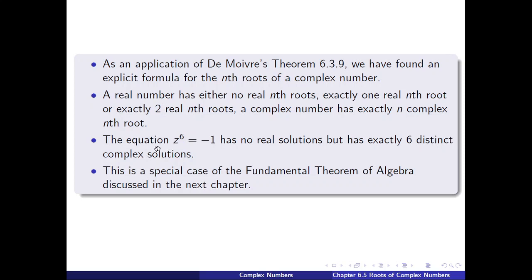So what we are saying is the equation z to the 6 equal to minus 1 is going to have no real solutions, but it has exactly 6 complex ones. So whatever the power here is will be exactly the number of distinct complex roots that we get. In actual fact, this is a special case of a theorem that is going to be discussed in the next chapter, which is the fundamental theorem of algebra. So that is that for section 6.5. Thank you.